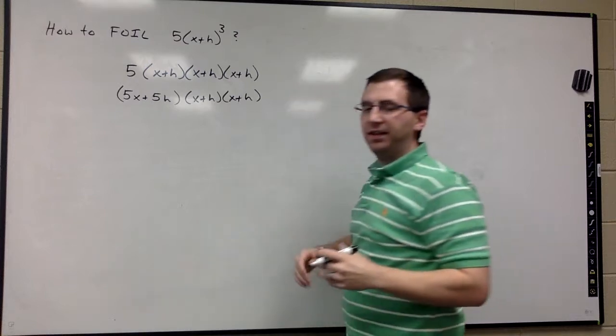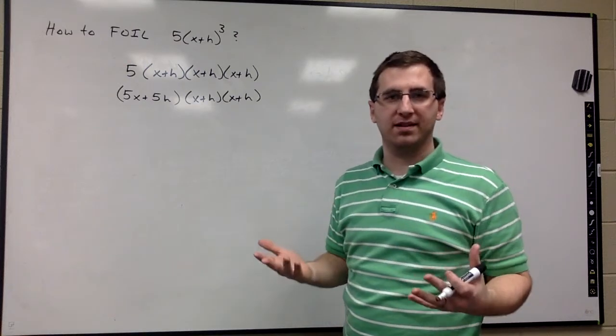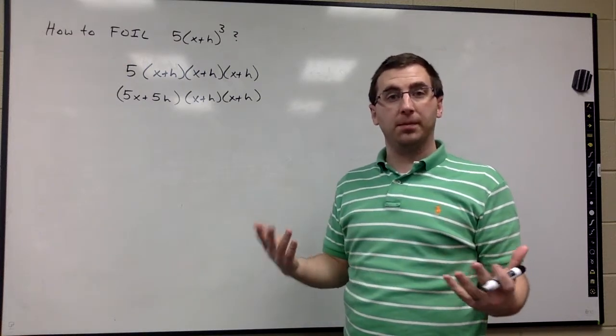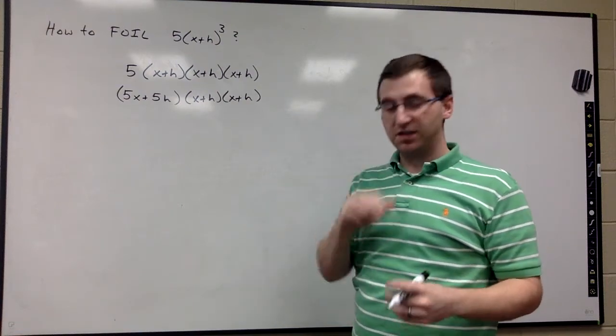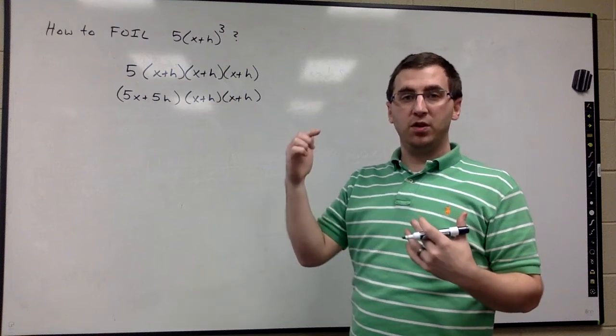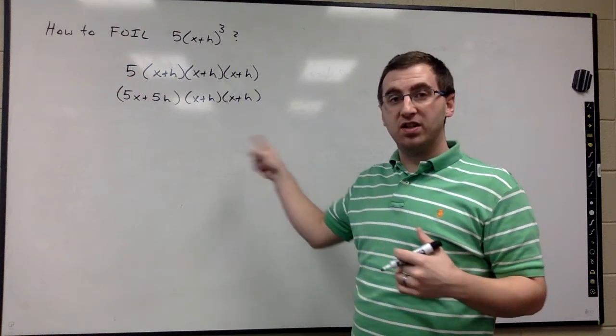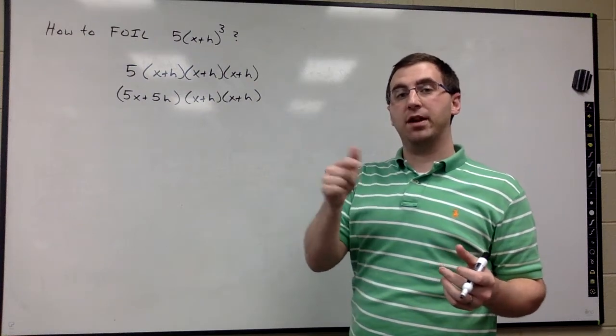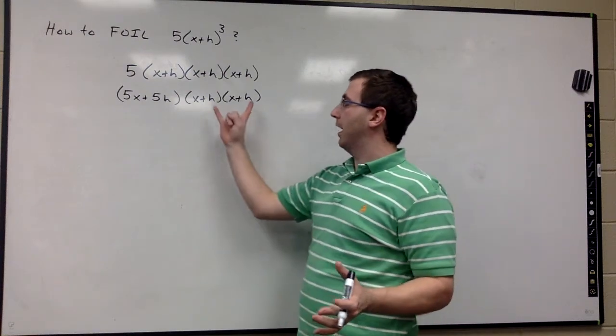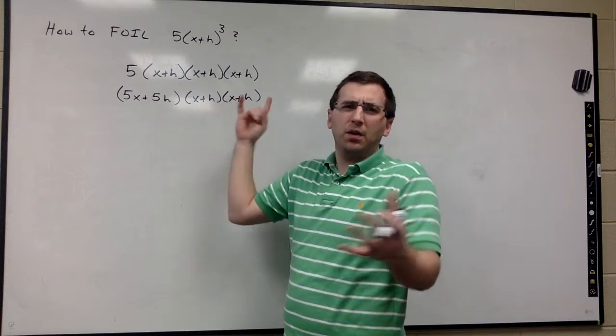Now this is when the FOILing process comes in. When you FOIL something, you always FOIL 2 at a time. You don't do 3 at a time. It doesn't matter which 2 you do, but you do 2 at a time, and you do first, outer, inner, last. I'm going to FOIL these two guys out because those look pretty simple.